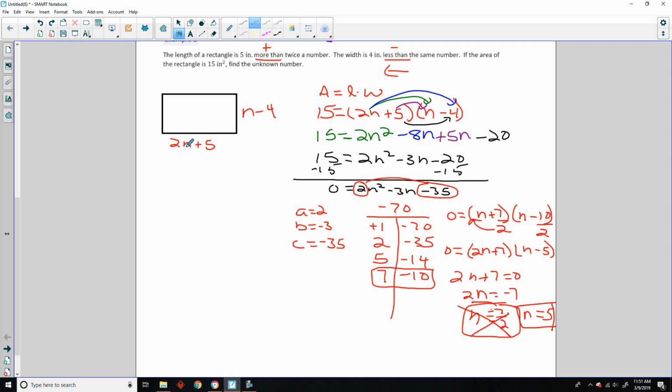So then I'm going to check that. 2 times 5 plus 5. 5 times 2 is 10, plus 5 is 15. So this is 15. And 5 minus 4 is 1. 15 times 1 is 15 inches squared. It checks.